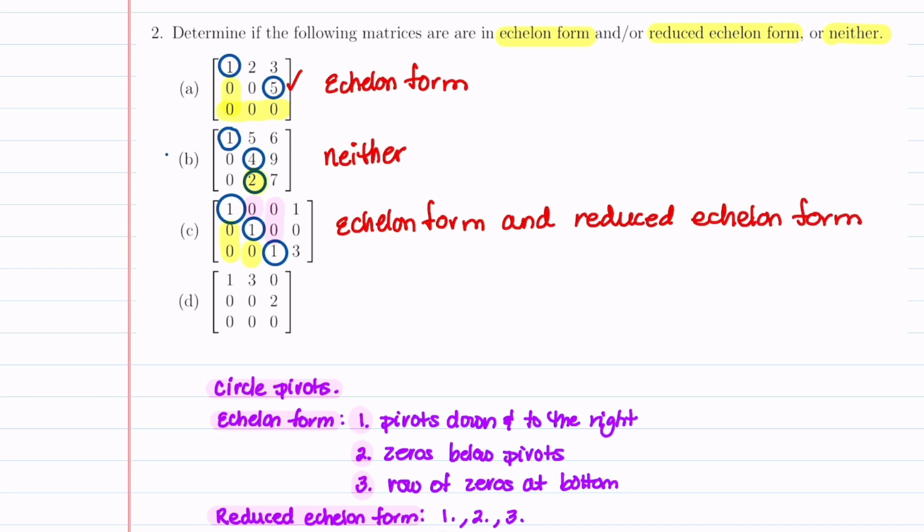Whenever a matrix is in reduced echelon form, it's also in echelon form. Now let's look at part D. Just like we did before, we're going to circle our pivots. Our pivots are down and to the right.